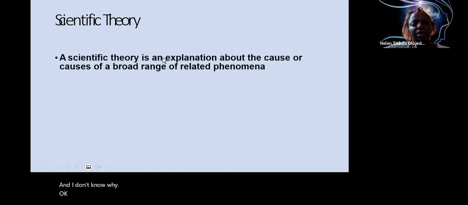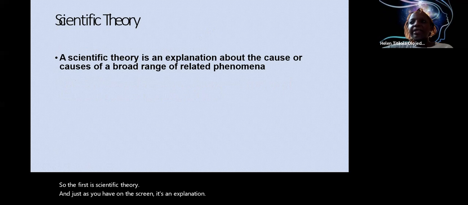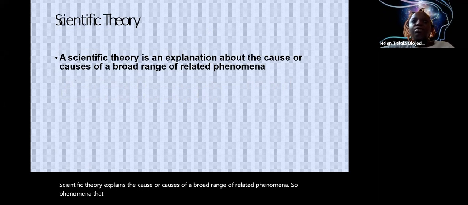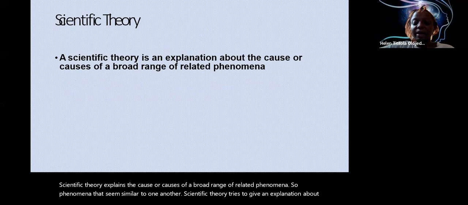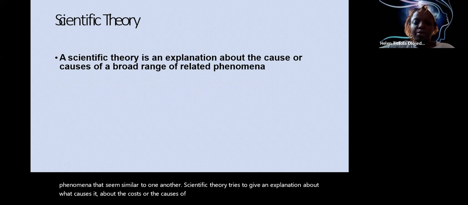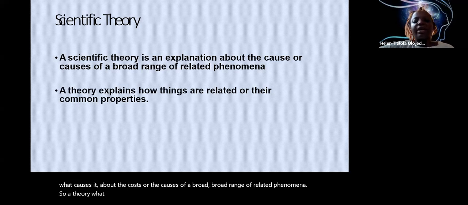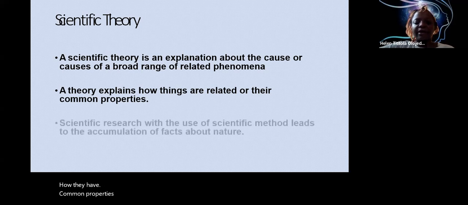Okay. So the first is scientific theory. And just as you have on the screen, it's an explanation. Scientific theory explains the cause or causes of a broad range of related phenomena. So phenomena that seem similar to one another. Scientific theory tries to give an explanation about what causes it, about the cause or the causes of a broad range of related phenomena. So a theory, what it does basically is to explain how things are related or how they have common properties, common features or characteristics.